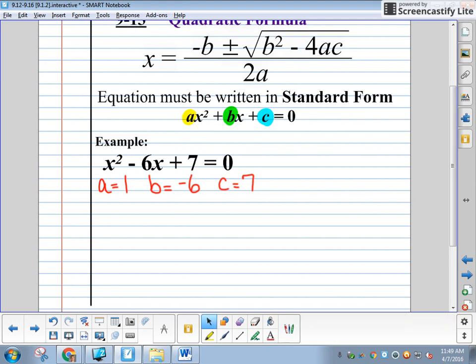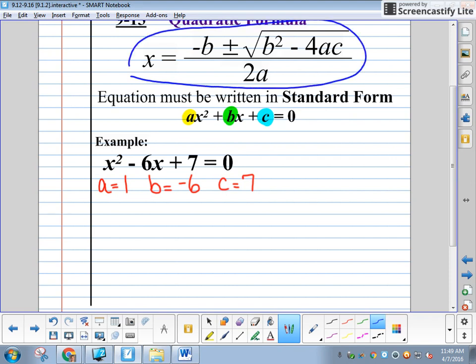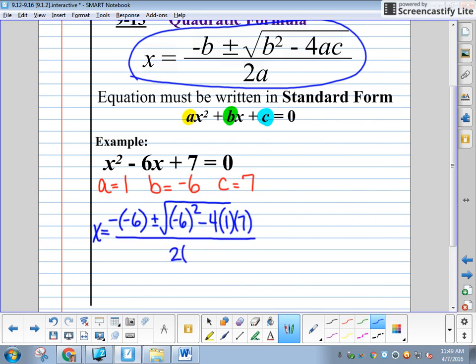All right, the next thing we're going to do is take those numbers and plug them into this generic quadratic formula right up here. So I'm going to say x equals the opposite of b, so we've got the opposite of -6, plus or minus the square root of -6 squared minus 4 times 1 times 7, and then that whole thing is over 2 times 1. So my first step is just plugging a, b, and c into the equation.